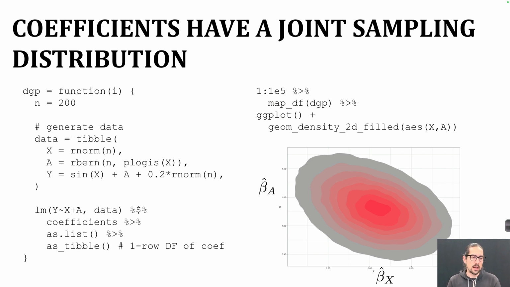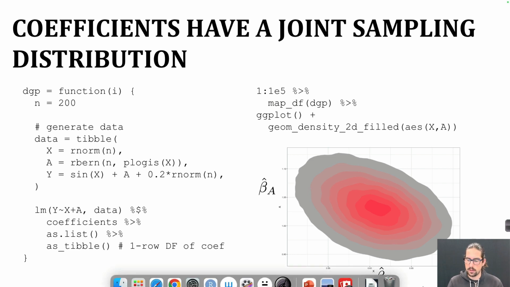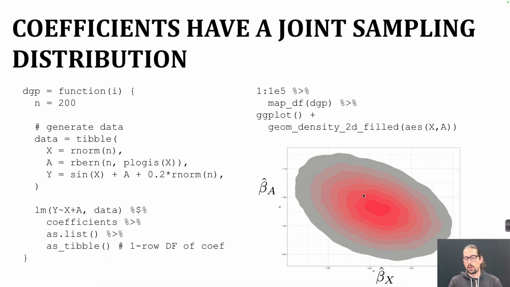From each experiment that you run, you get a beta A and a beta X, and so those are jointly distributed random variables. If you can think of the population of data sets, right? And then each of those gives you a row of beta A, beta X, beta A, beta X. And so you have your kind of population distribution of beta A, beta X. And that's roughly what we're seeing here.